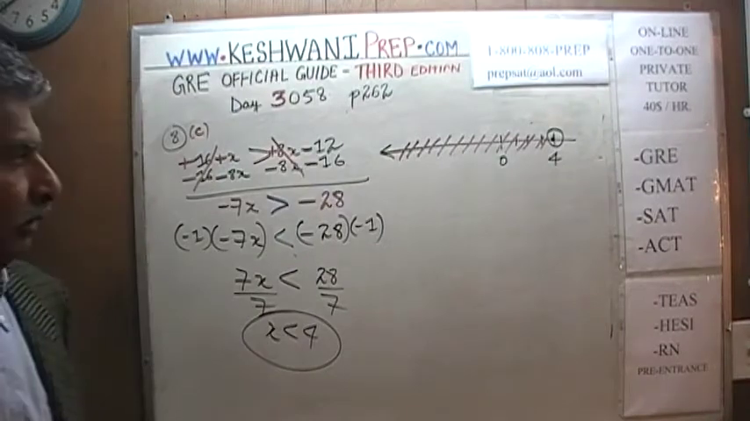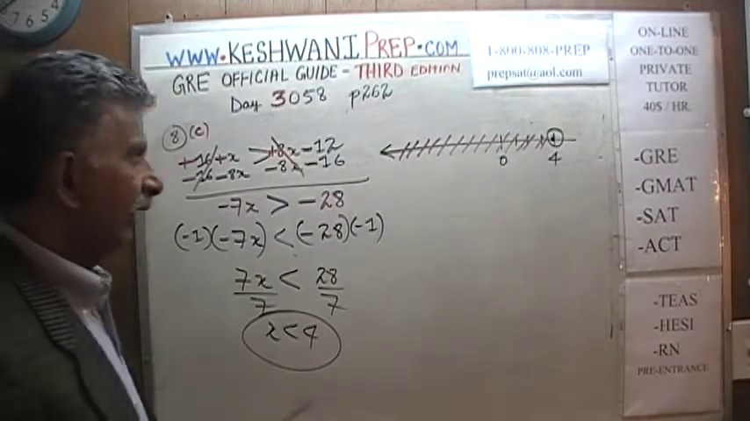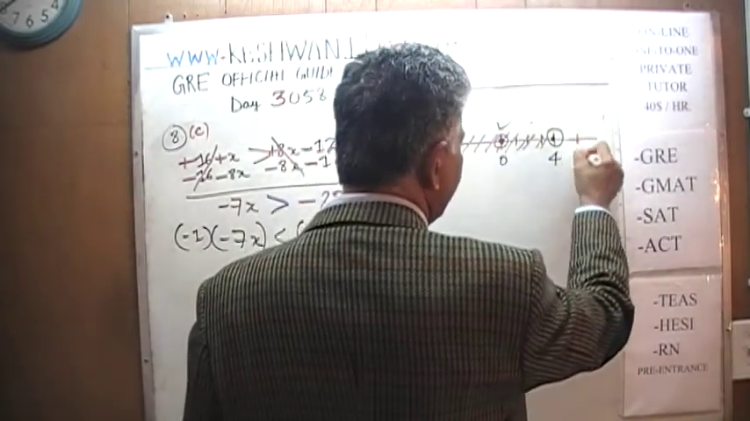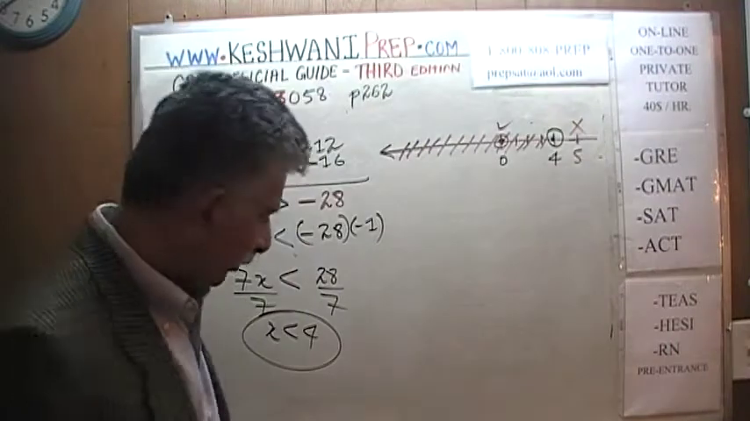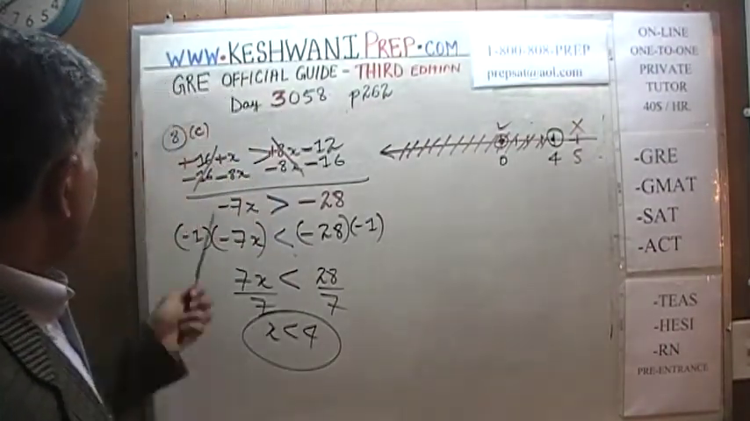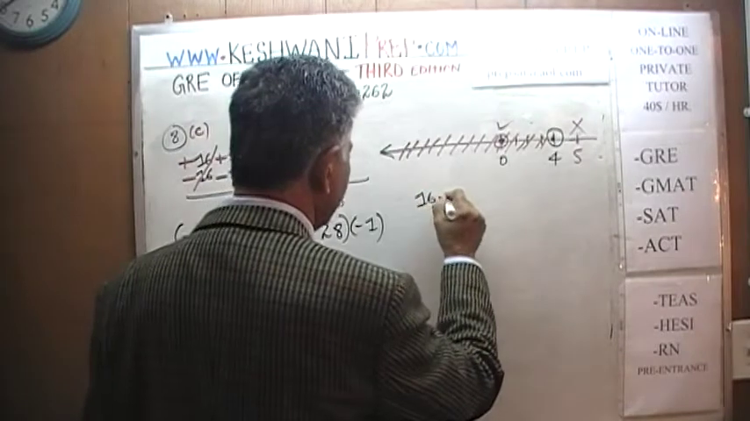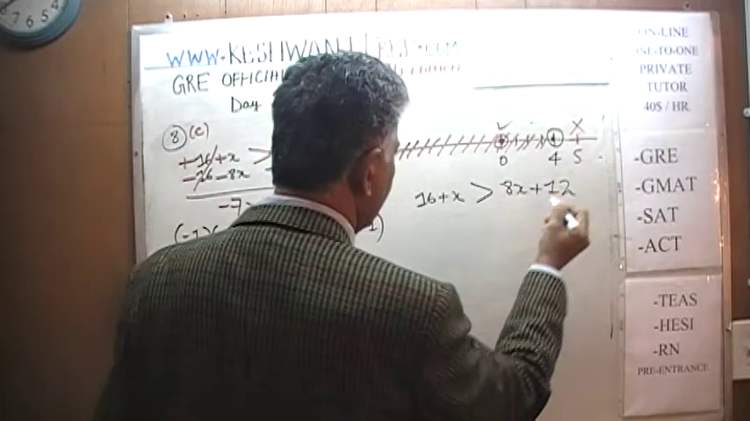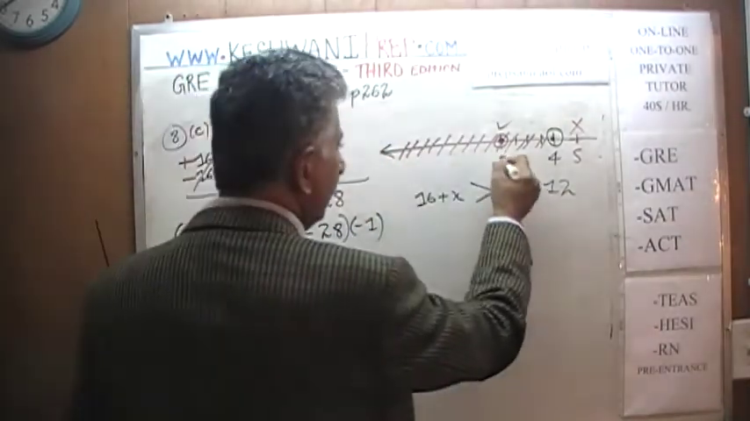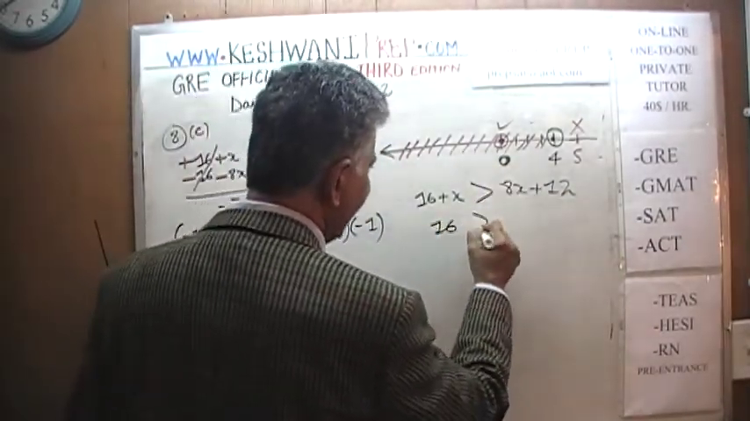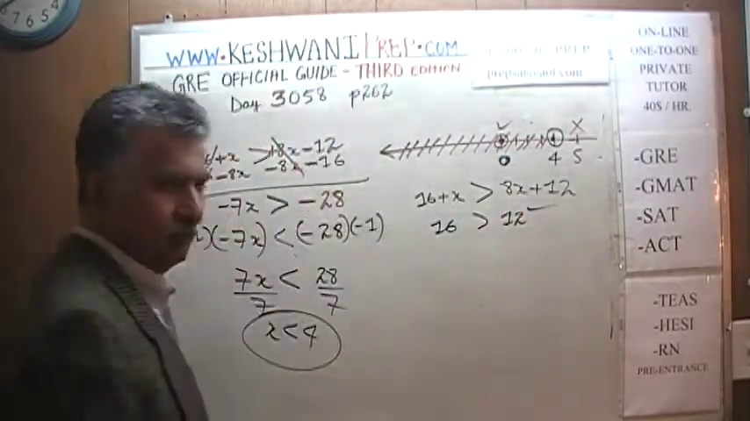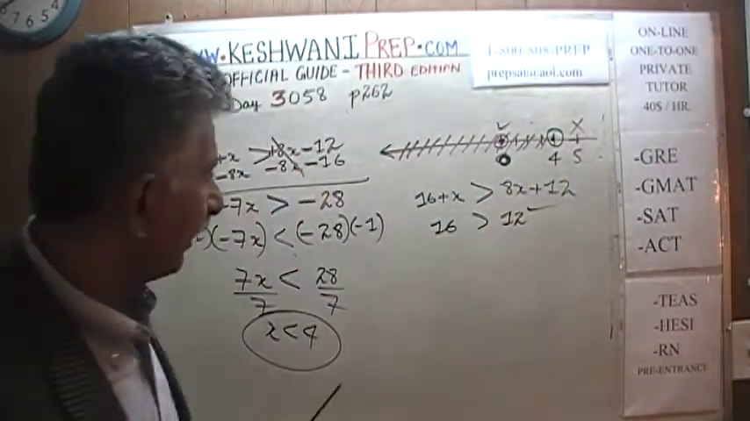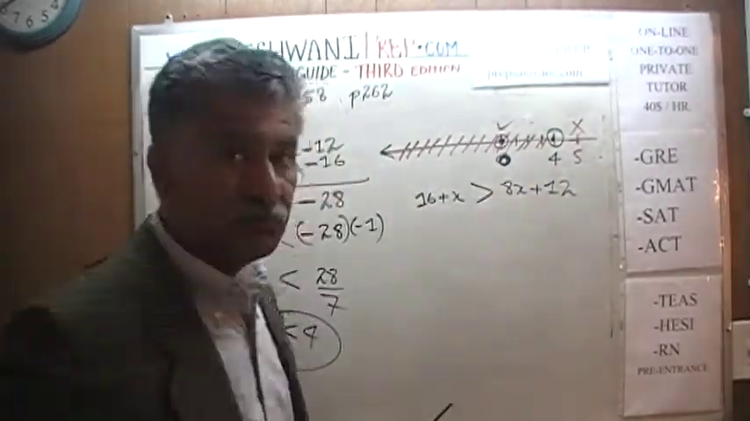Let's put a couple of points to show that our work is correct. 0 should work. But if you put in 5, 5 should not work. Let's do both of them. If you put in 0 for x, we have 16 is greater than 12, which it is. 0 works. 5 should not work.